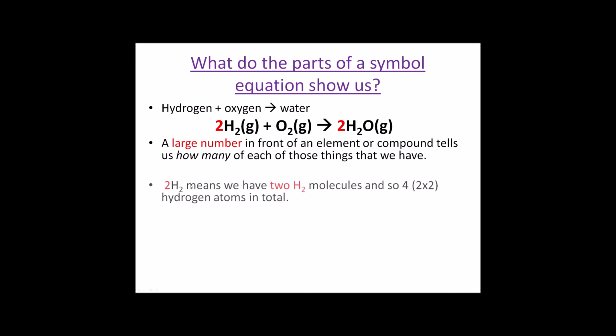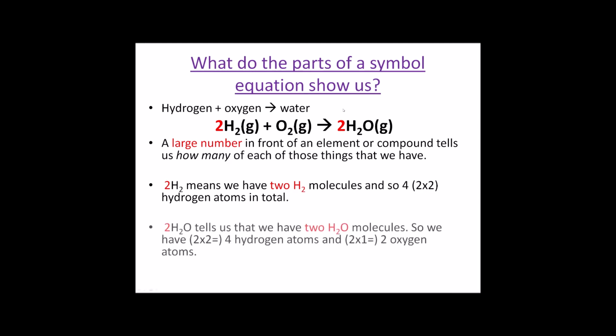So 2H2 means we have 2 hydrogen molecules, 2 H2 molecules. So that means we've got 4 hydrogen atoms in total, because we've got to take this 2 and multiply it by this 2. So 2 times 2 equals 4. So we have 4 hydrogens in total in 2H2. When we look at the 2H2O on the other side, that tells us that we've got 2 H2O molecules. So we've got 2 lots of H2O. So we've got 2 times 2 hydrogens. So we've got 4 hydrogens again.